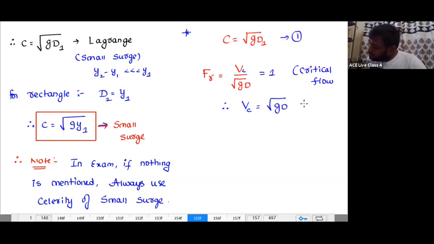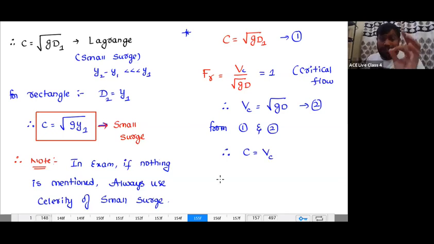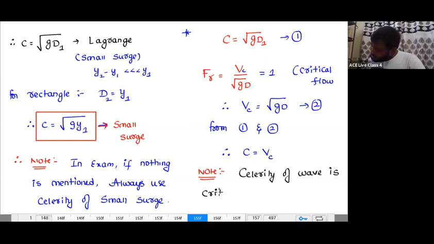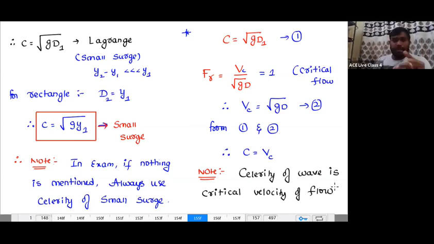Let's take it as equation number 1 and let's take it as equation number 2. From 1 and 2, can I say the celerity is nothing but VC? The celerity of the flow is nothing but critical velocity of the flow. So the last note point here is the celerity of wave is the critical velocity of the flow. So the celerity of the wave is going to be critical velocity of the flow. Keep that in your mind.